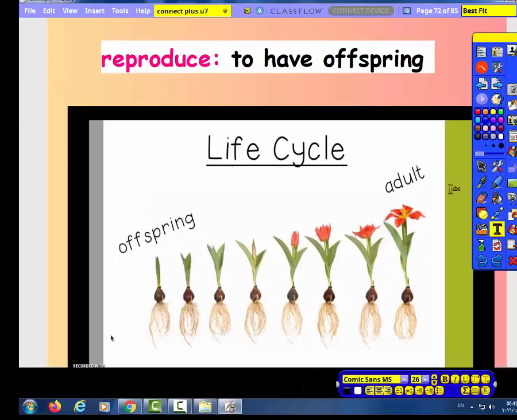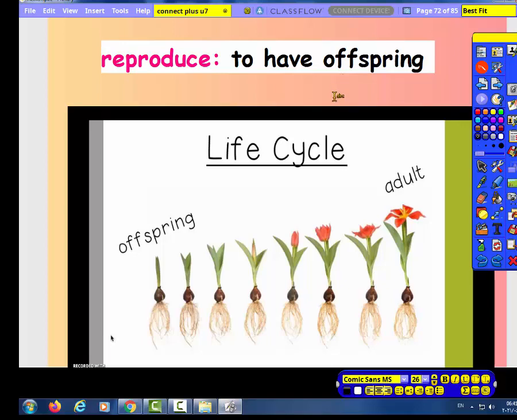Now let's make a revision on these vocabs. Reproduce. What is the meaning of reproduce? Reproduce means to have offspring. To have offspring. What is the meaning of offspring? Offspring means a person's child or an animal's baby or a plant's baby.